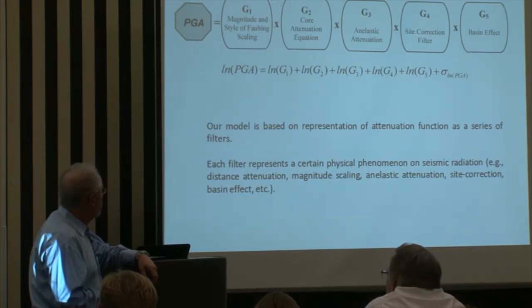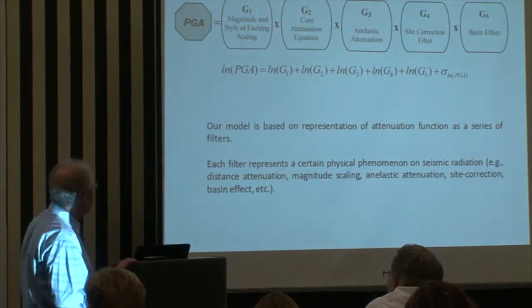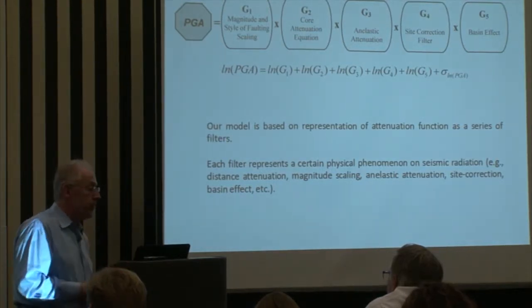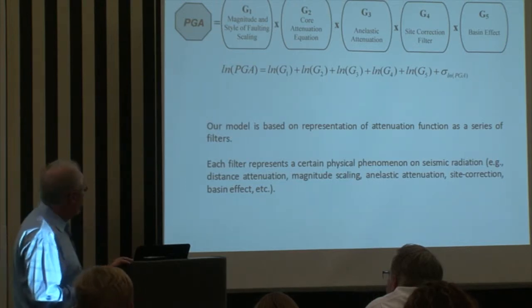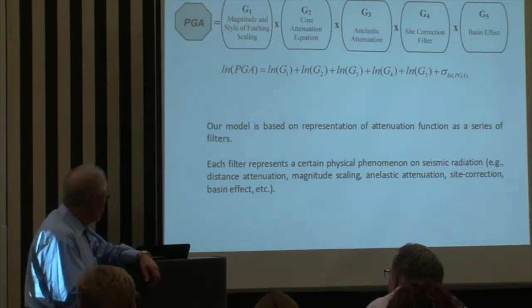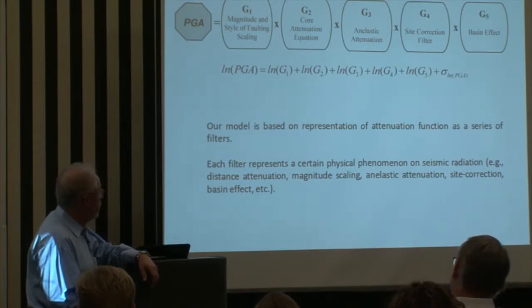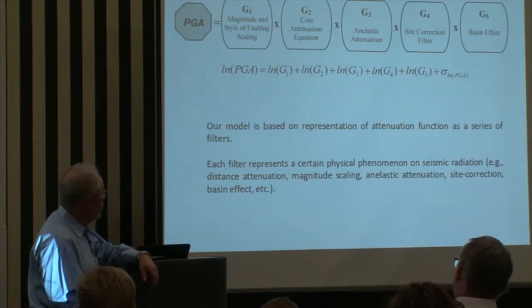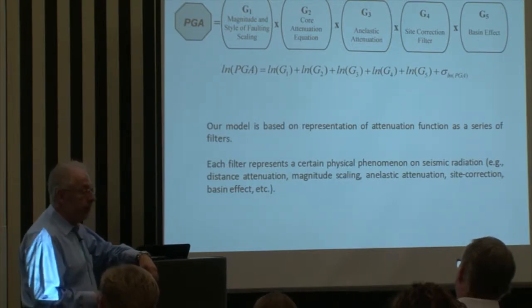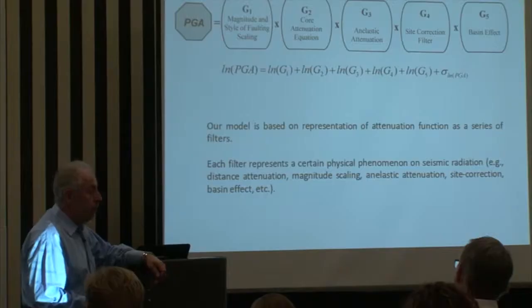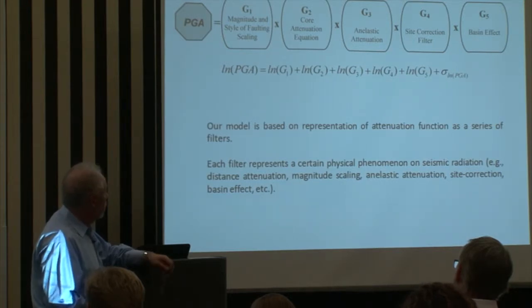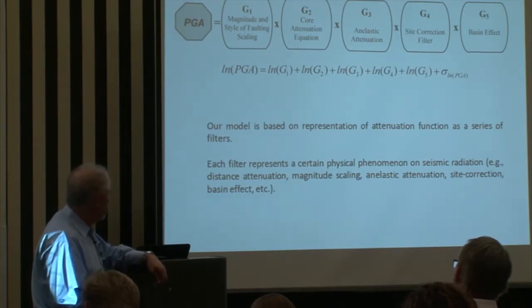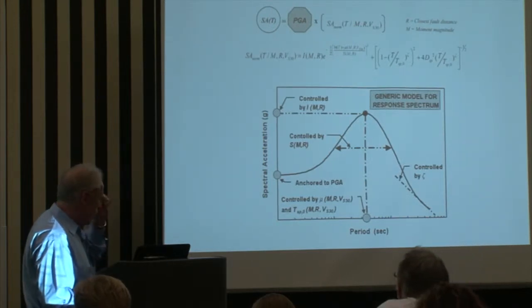Again, the difference is, as you can see, that PGA is a multiplication of filters. In log space, it is a summation. This model was first developed and published in 2007, and extended to SA in 2009. After that, recently we updated this model. This is why it's called the updated Greiser-Kalkan model, or GK13.